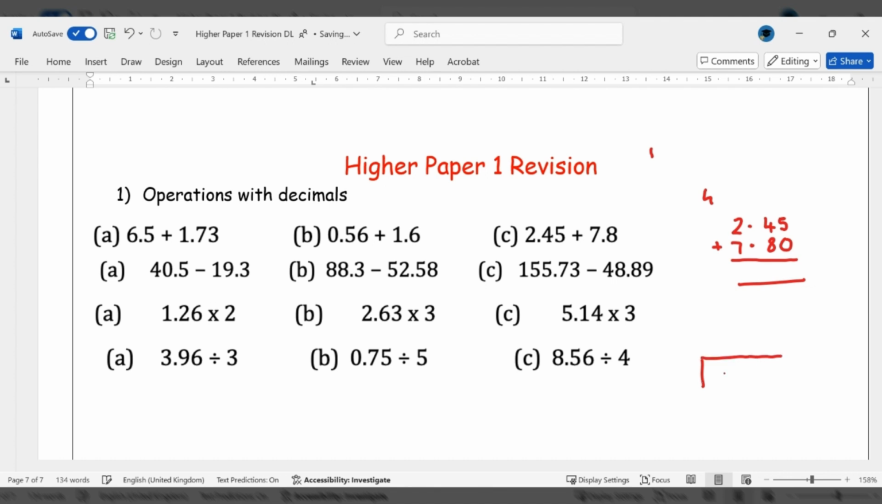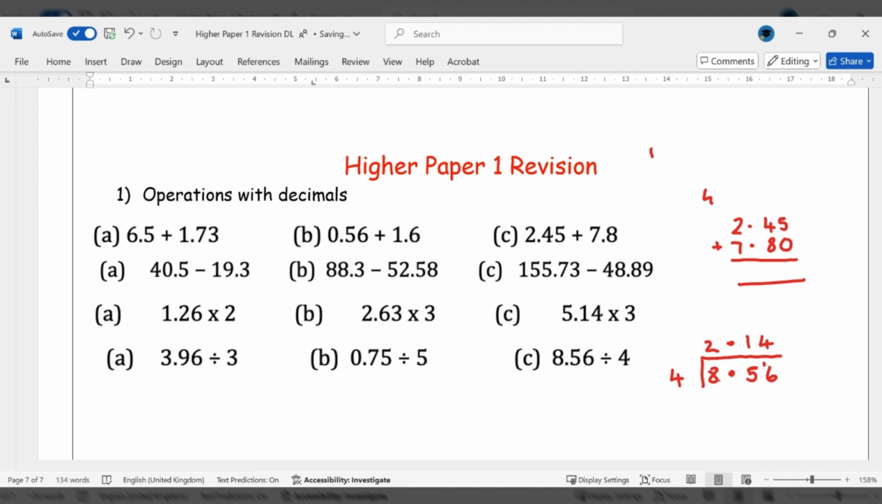If we just do this last one here, 8.56 divided by 4 is 4 goes into 8 twice, 4 goes into 5 once, remainder 1, and 4 goes into 16 4 times. Just remember then to put the point in the same place in the answer.